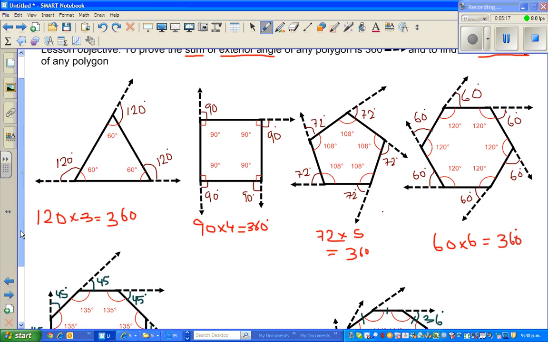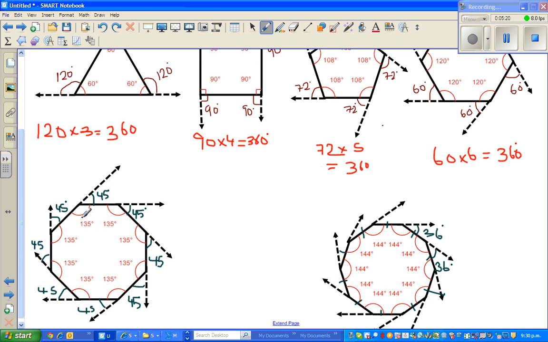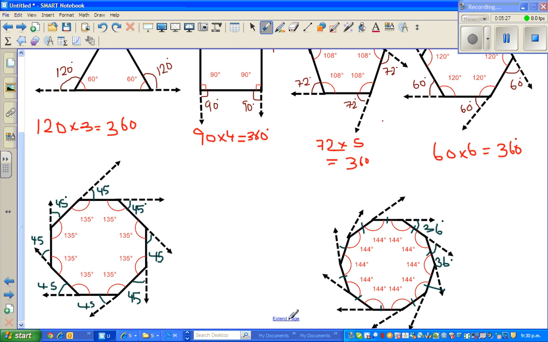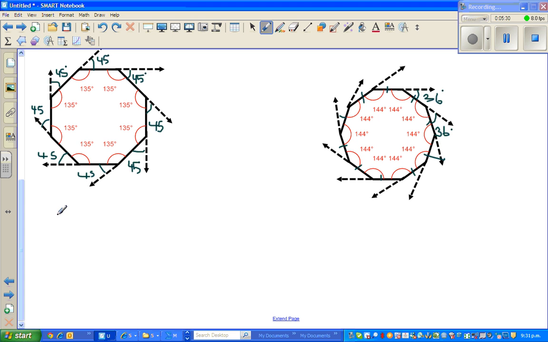Okay, so let us move forward. You've got 1, 2, 3, 4, 5, 6, 7, 8. So this is an octagon, and you've got 8 exterior angles. So 45 times 8. I don't know 45 times 8 directly, so that is the same as 45 times 2 times 4. I know 45 times 2 is 90, so that is the same as 90 times 4, which is 360.